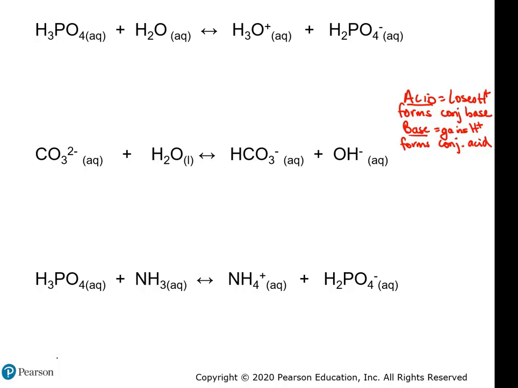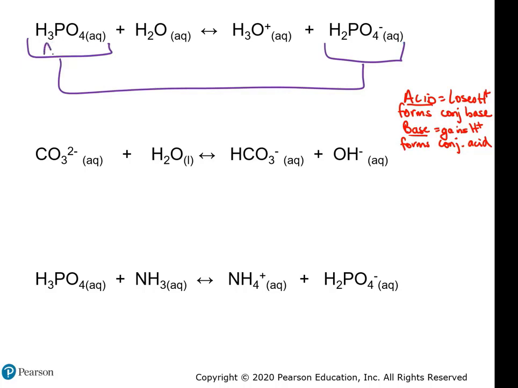H3PO4. What's its most similar pair? So that makes H3PO4 the acid. Okay. That means that H2PO4 minus is the conjugate base. H2O. So H2O becomes H3O plus, so it gains a hydrogen. That makes it the base. And so H3O plus acts as the conjugate acid on the opposite side.